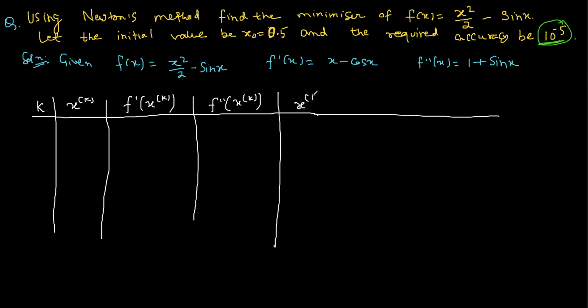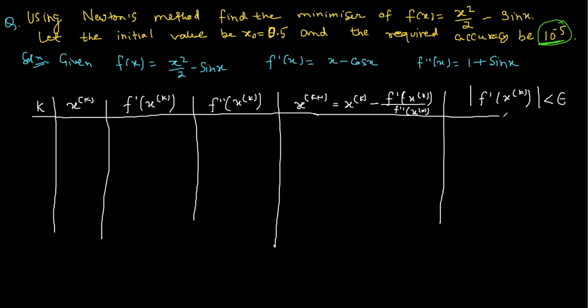Here you will use the formula. What is the formula? xk minus f dash xk divided by f double dash xk. Understood? And always check the fourth step: is it less than epsilon? Understood?